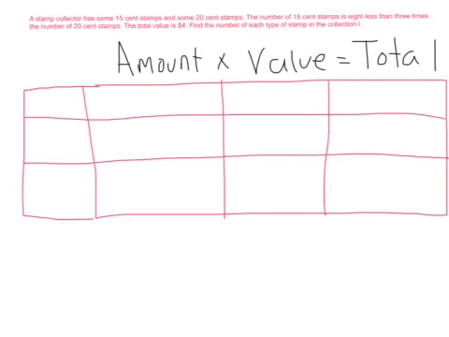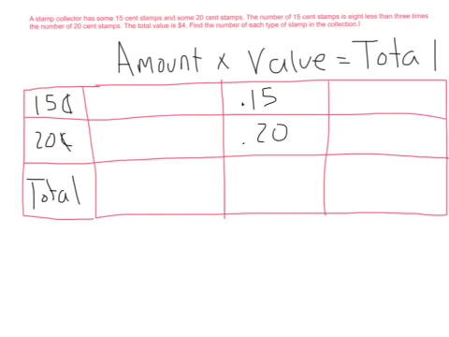Okay, let's take a look at one more of these. So we have a stamp collector, has some 15-cent stamps and some 20-cent stamps. Well, I know I have my two types here. I know I have 15-cent stamps and I have 20-cent stamps. And then I'll go ahead and throw my total down here because we always need our total. And I might as well, while I'm at it, fill in this value column. I know 15-cent stamps are going to be worth 0.15 and 20-cent stamps are going to be worth 0.20.